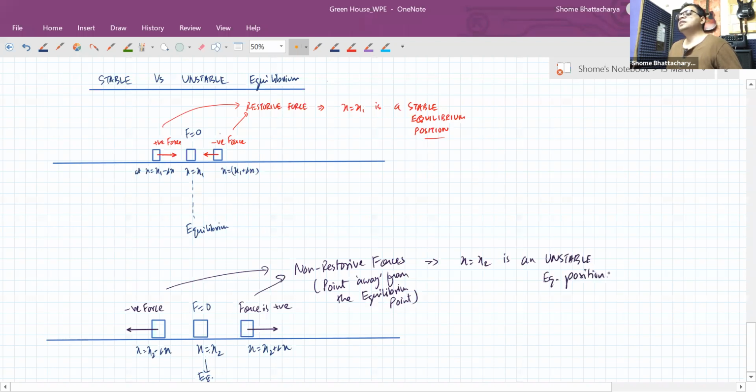And I had given you some physical examples last time for stable and unstable equilibrium positions like spring mass systems, then charged particle systems. So you can take a relook at those examples later. Now today we'll understand how to recognize stable and unstable equilibrium from the potential energy graph. We'll learn that next.